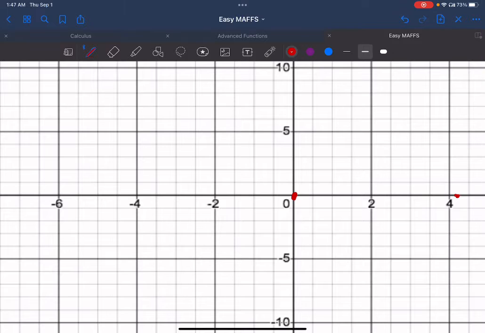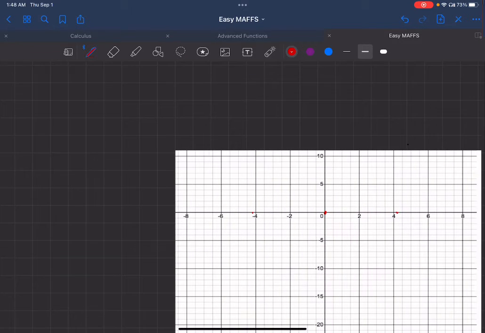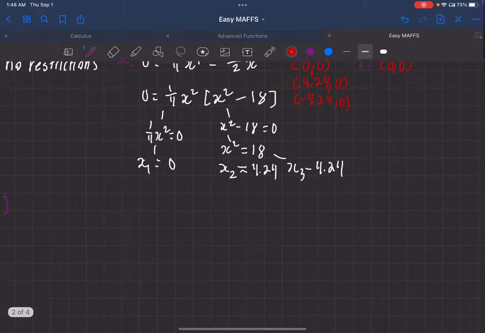Well, it's the exact same thing, but on the opposite side. So negative 4.24 would be approximately right there. All right, and in case you forgot, our y-intercept and our x-intercept share the same point, so we don't have to plot them twice, right? Now they would be overlapping each other.